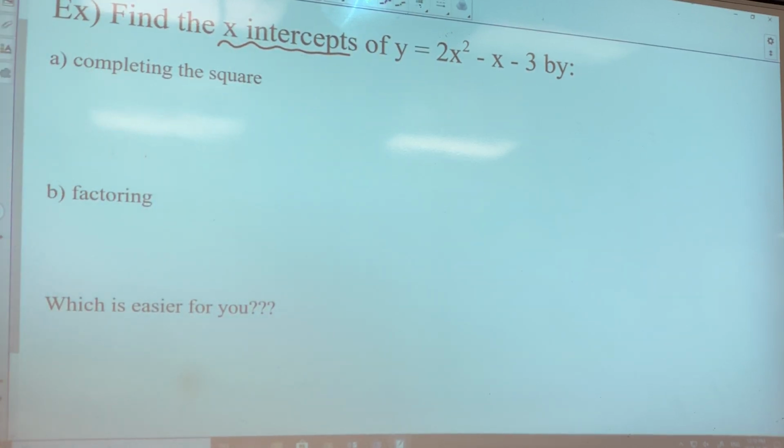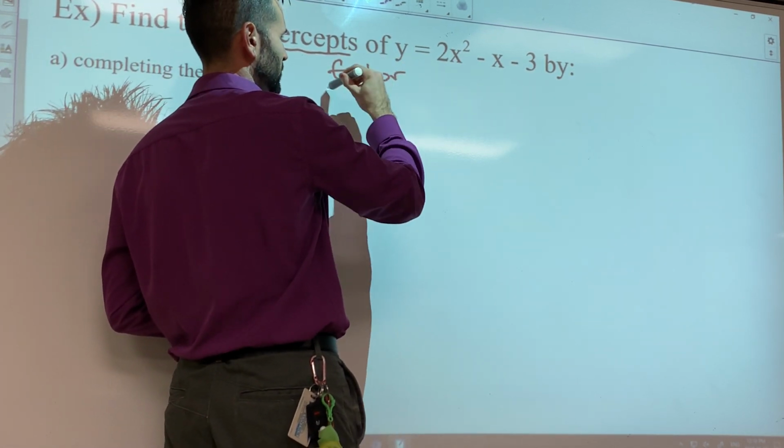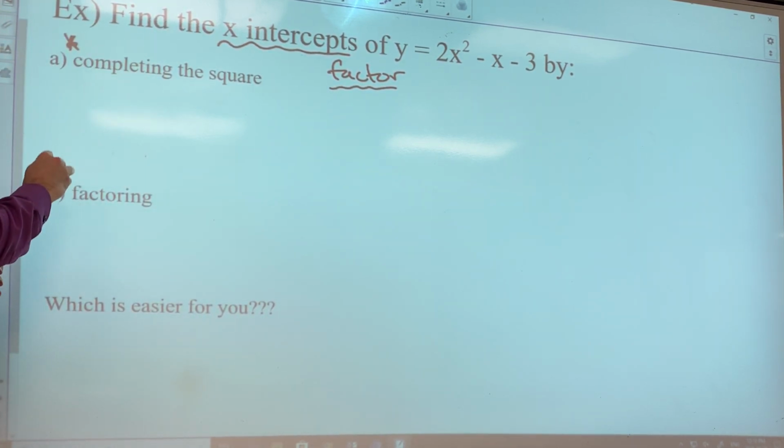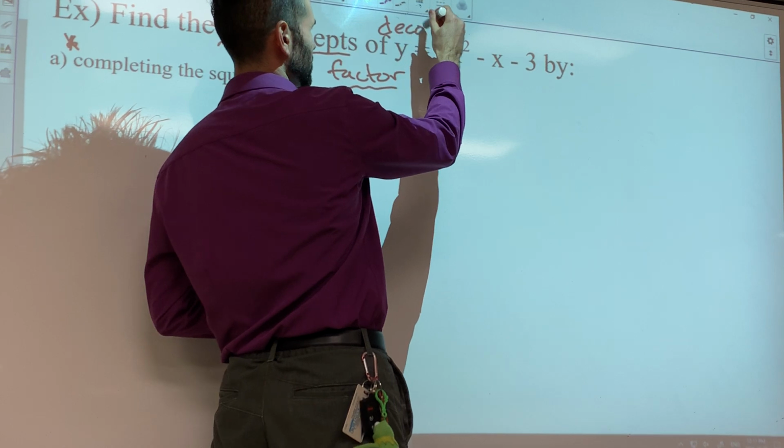Completing the square gets you the vertex, and it kind of makes it easier to solve for the x-intercepts, but personally I would probably just factor this one if I was looking for the x-intercepts. It's just saying you can complete the square and get the x-intercepts, or you can factor and get the x-intercepts. What kind of factoring question is this? What would I use to factor it? What method? It's not a equals 1, right? So it's a decomposition.